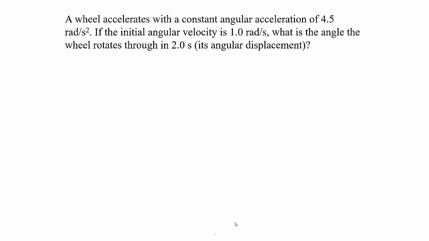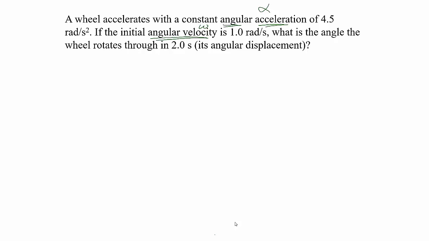So here we have a wheel, and it has a constant angular acceleration of 4.5 radians per second squared. Again, notice that it says angular acceleration, so it's specifically talking about the angular acceleration alpha. We can also see that from the units, radians per second squared. It's talking about the angular acceleration, not linear acceleration. If it has an initial angular velocity of 1 radian per second, what angle does it turn through in 2 seconds? What is the angular displacement that it has?